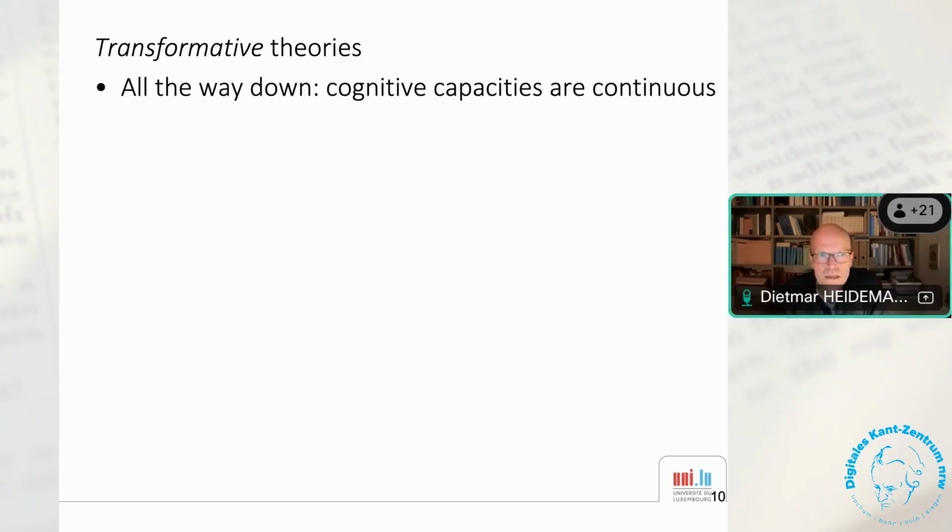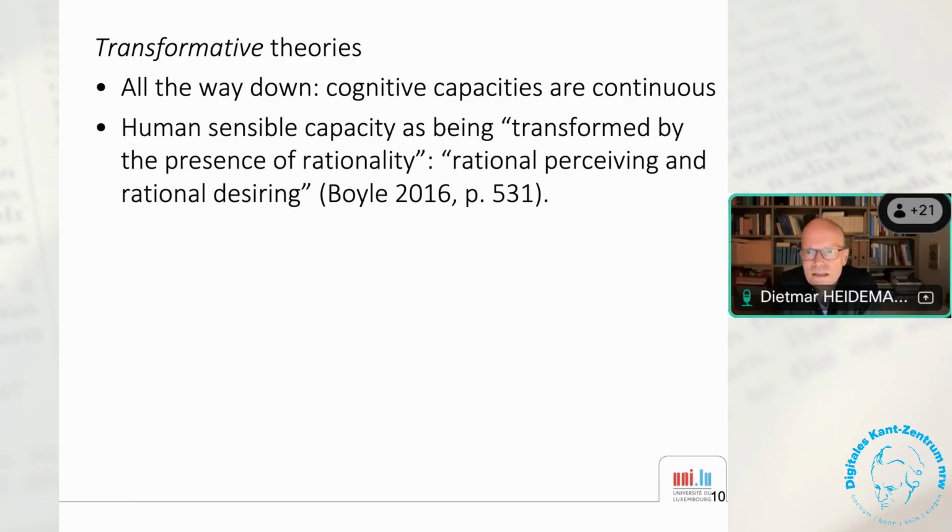But now transformative theories. As I said, I think transformative theories are those kinds that can be described as all-the-way-down theories of rationality, where cognitive capacities must be conceived as continuous, in the sense that human sensible capacity is, quote, Boyle, that's the way he introduces it, as transformed by the presence of rationality, such that we have or arrive at rational perceiving and rational desiring. So perceiving, as a form of sensible reference to the world, is itself rational. And the question later on will be, of course, is this really a Kantian idea?